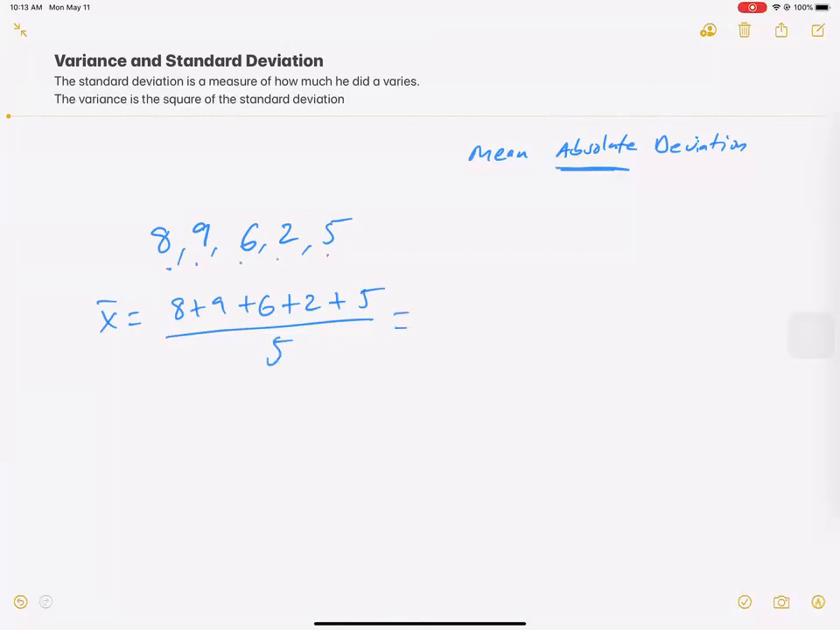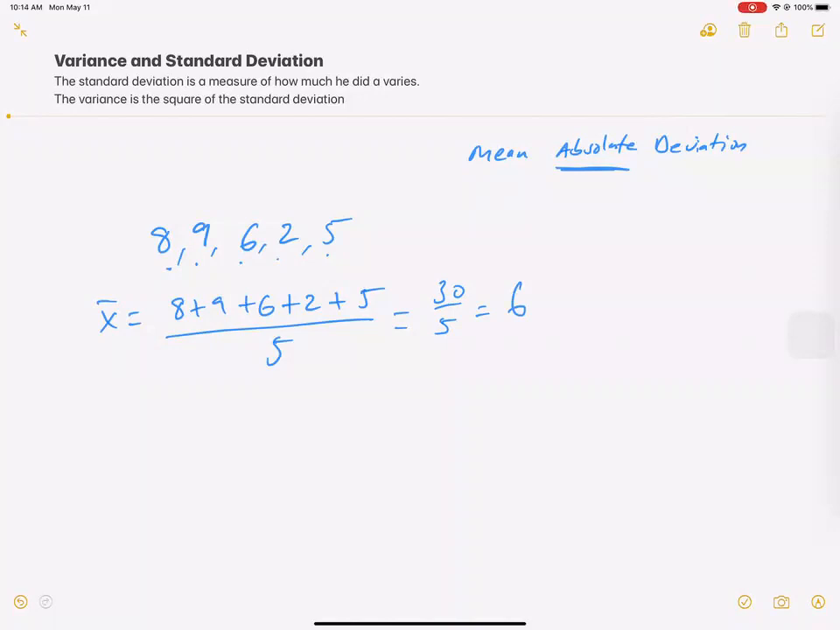Sorry, so on a calculator, I'm going to take a calculator on the side. I'm going to add up 8 plus 9 plus 6 plus 2 plus 5 equals 30, divide that by 5. And that becomes a 6. So on average here, all the numbers are kind of like around 6.